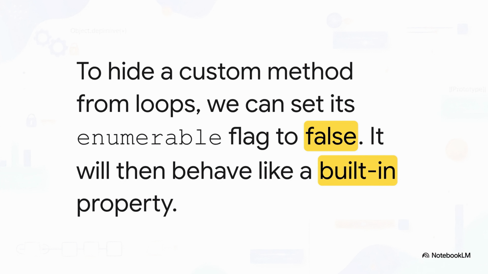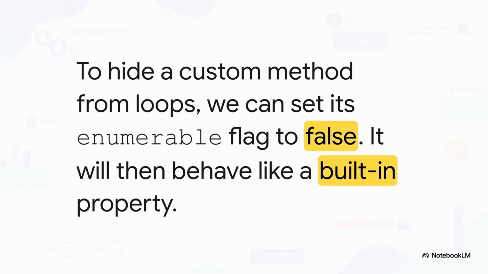And this is a perfect use case for that enumerable flag. Let's say we add our own custom toString method to the user object. By default, it would show up in our loops, which is probably not what we want. To make it behave just like a built-in method, we can just set its enumerable flag to false.